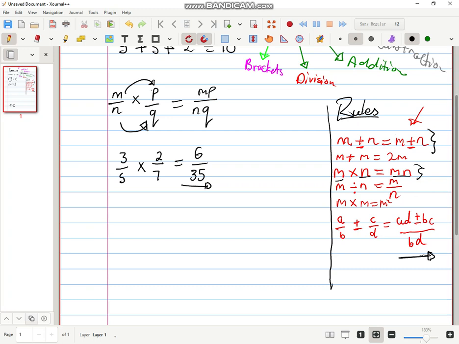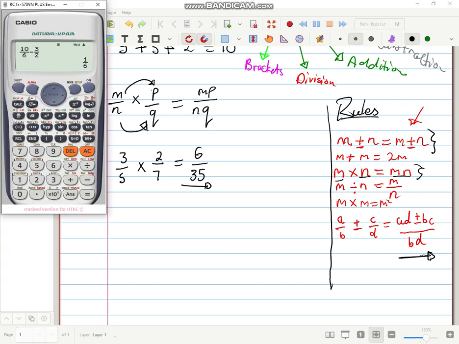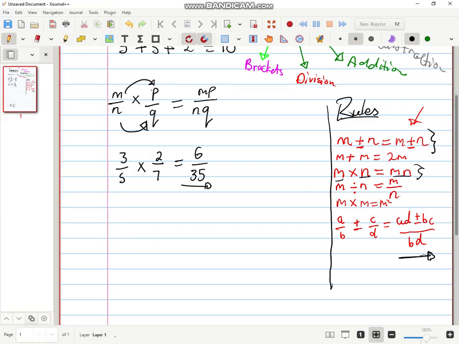So let's use our calculator and see if we're going to get 35. 3 all over 5 times 2 all over 7. Indeed, we got 6 out of 35, right? So this is the easiest one in fractions, right? It's straightforward. So let's put it here.